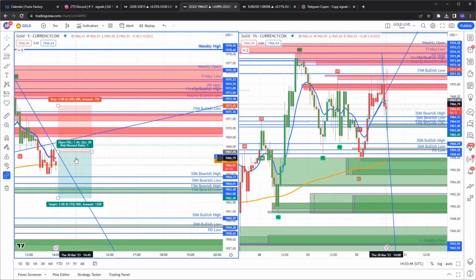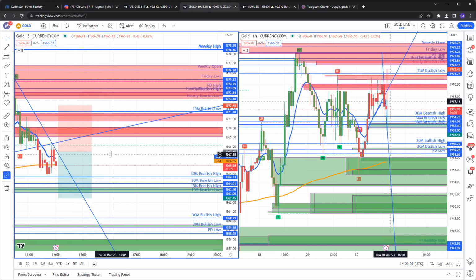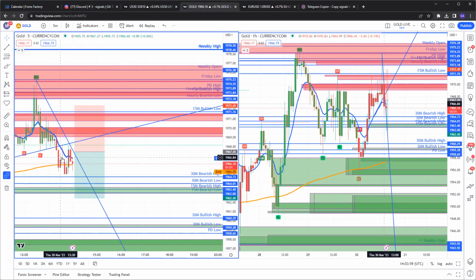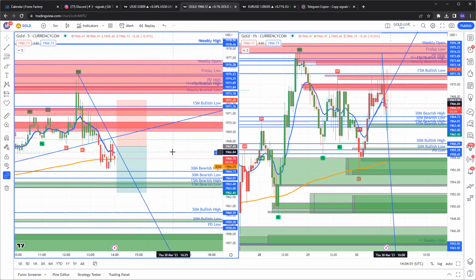Remember, the only trades I take are the ones that I'm expecting to count on the live. The distance here is almost 10 pips difference, this little distance right here. So I'll just wait. But I do expect gold to push down when this death cross forms.